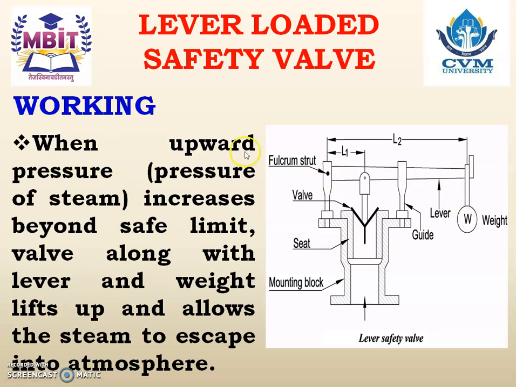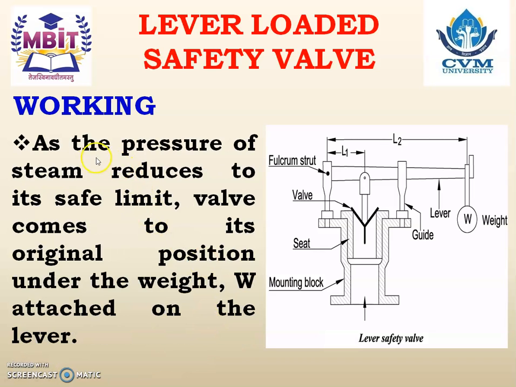Again the same, when upward pressure, that is the pressure of steam, increases beyond the safe working limit, the valve along with the lever and the weight lifts up and allows the steam to escape into the atmosphere. And as the pressure of steam reduces to its safe value, the valve comes back to its original position under the weight W attached on the lever. So due to the weight W, the lever comes down and due to that the valve also takes its original position.